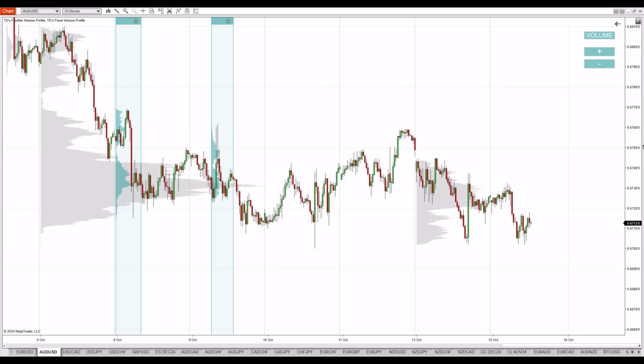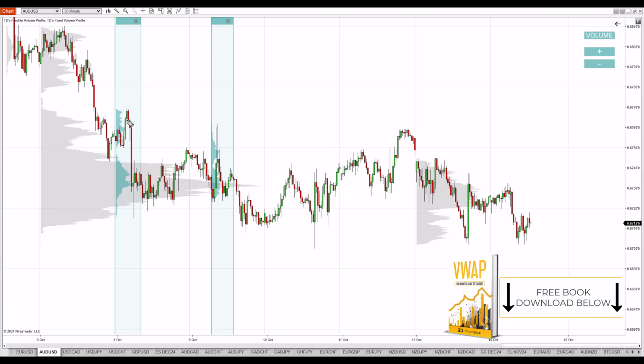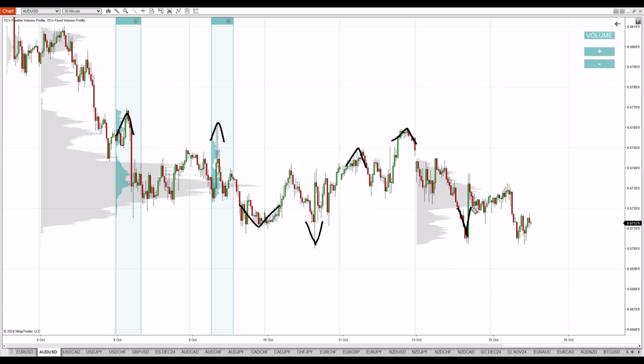Right, so you want to trade from those extremes because in a rotation they represent resistance zones, and those represent supports, and you can trade from those.